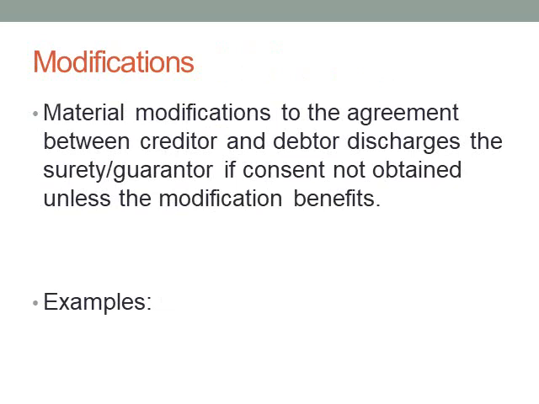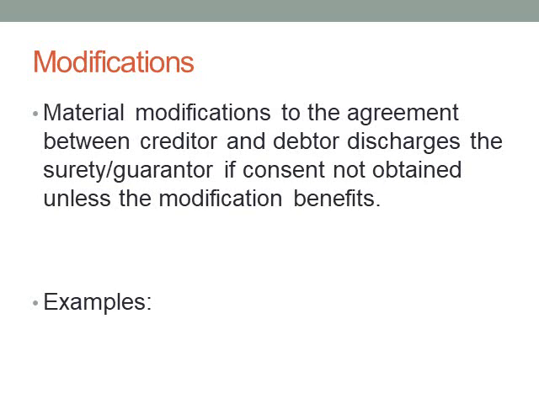And modification: if the creditor and the debtor modify their original agreement and they don't tell the surety, then there is no more suretyship. It's gone. So material modifications to the agreement between the debtor and the creditor will discharge the surety if consent is not obtained by the surety. Unless, of course, there's always an exception, unless the modification benefits the surety.